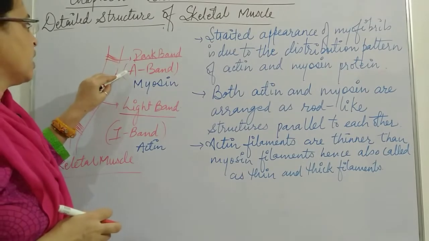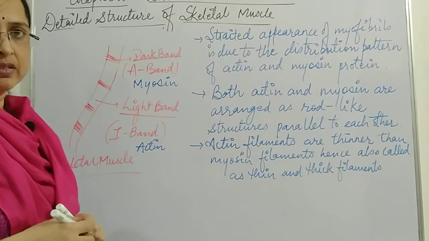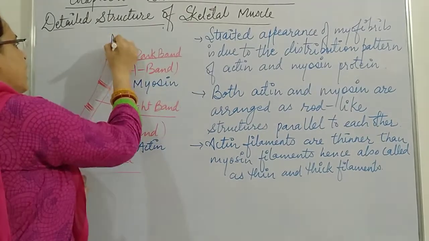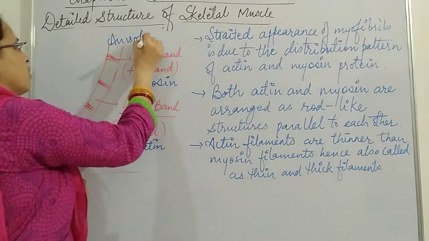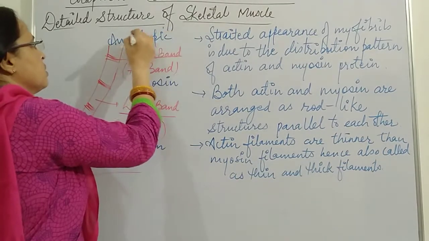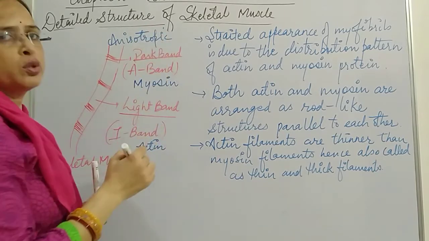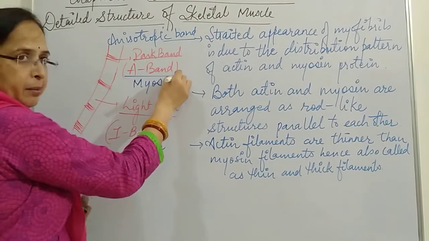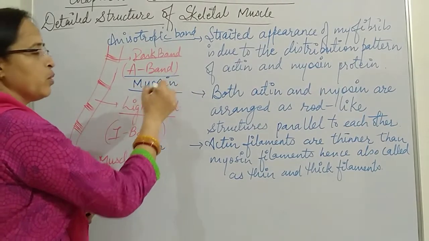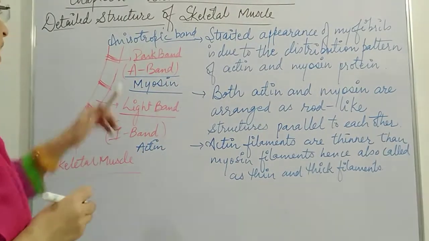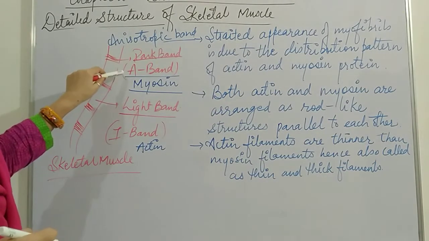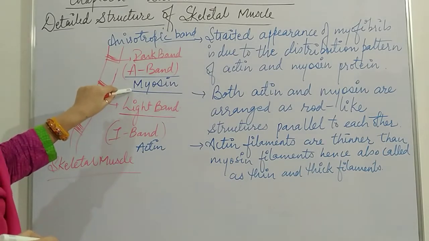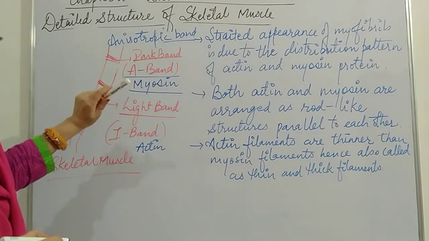The dark band is also called the A band. The A is used for anisotropic. So this is also called the anisotropic band, and in short we call it the A band, and it is made up of myosin protein. So the dark band is called the A band. A band is used for anisotropic band and is made up of myosin protein.